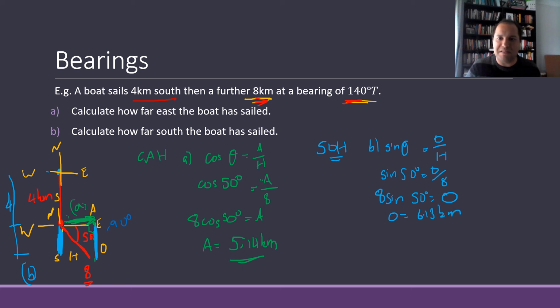So our opposite side ends up equaling 6.13 kilometers. So the total distance we've gone south will be the 6.13 we've travelled south in this second leg, plus the extra 4 from that first part of the journey. So our total distance equals 6.13 plus 4 k's is 10.13 kilometers south, is how far we've travelled in total.